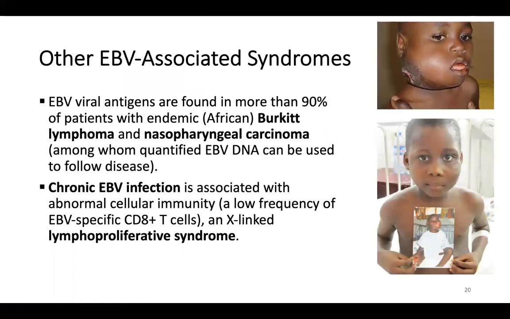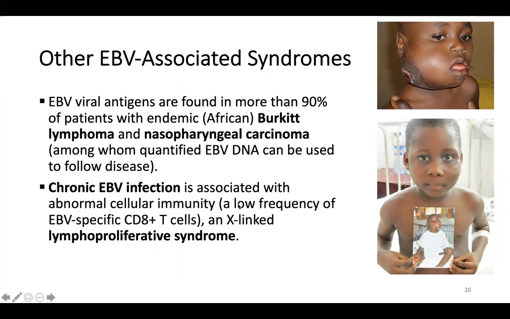There are other associated syndromes, and it is very important to be oriented with them. Epstein-Barr virus is one of the oncogenic viruses, which induces Burkitt lymphoma in young children and nasopharyngeal carcinoma in adults. Also there is X-linked lymphoproliferative syndrome, which means that patients with chronic Epstein-Barr virus infection have a risk of developing lymphoproliferative hematological malignancies.